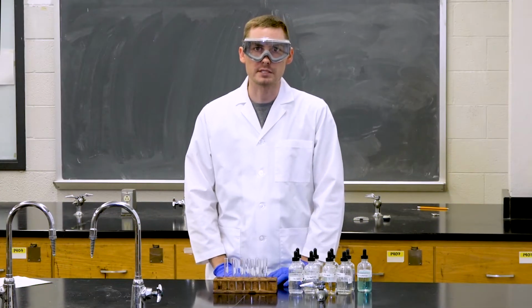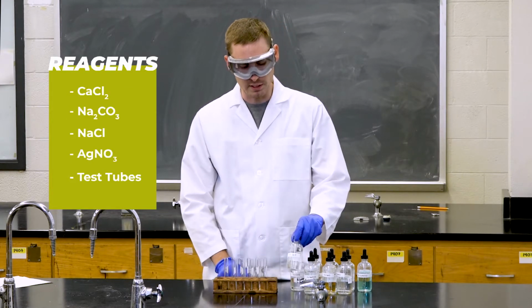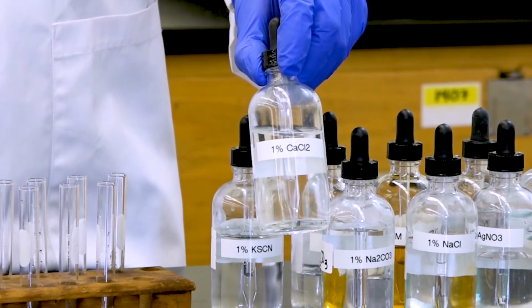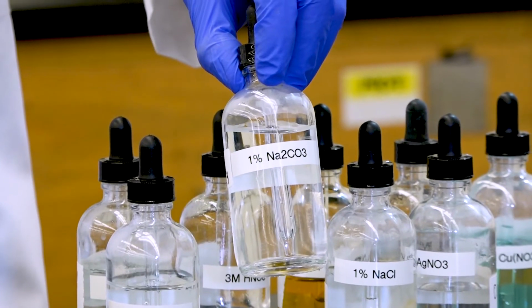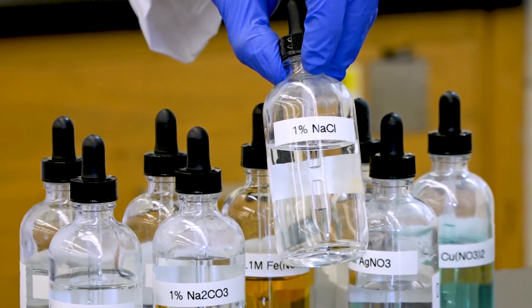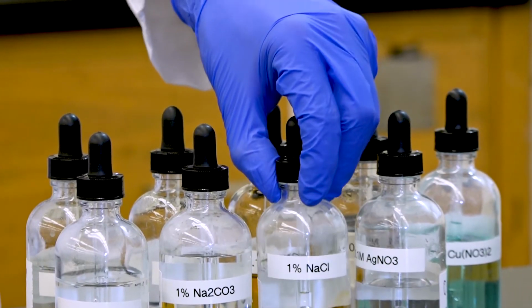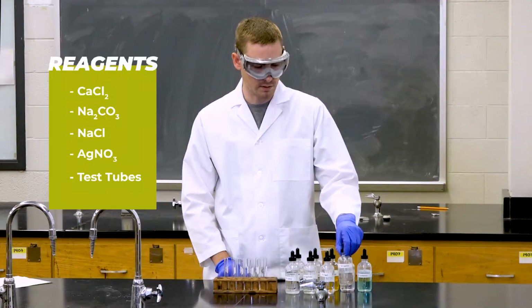For the first part of the experiment, called the precipitation test, we're going to be using four chemicals. The first chemical is 1% calcium chloride, 1% sodium carbonate, 1% sodium chloride, and 0.1 molar silver nitrate.